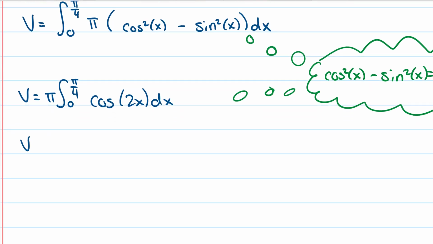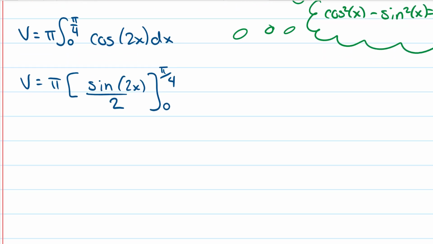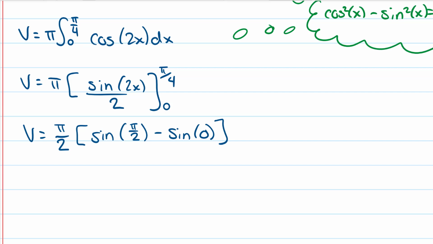So then we integrate and you get volume is pi times sine of 2x divided by 2 from 0 to pi over 4. If you need to do the u sub, take a step out to do that. So volume is pi over 2 times sine of pi over 2 minus sine of 0. And I got the pi over 2 by substituting in the pi over 4. So volume is pi over 2. Sine of pi over 2 is 1 minus 0. So the volume is pi over 2 units cubed.